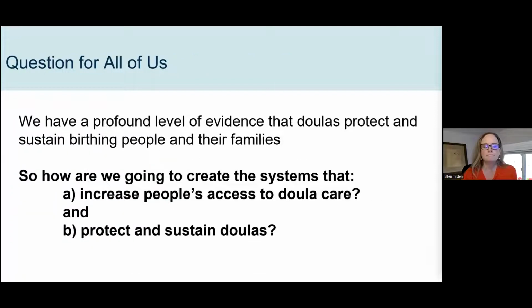Next slide. And I'd just like to end with this question for now. Given this overarching, really strong body of science recommending doula care as an immediately implementable, effective approach to protecting and sustaining people during childbearing, what are we going to do to both create the systems needed to increase access to doula care and also sustain and prevent burnout of the doula care workforce?